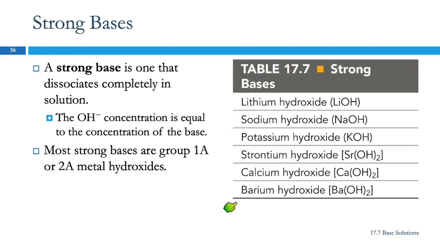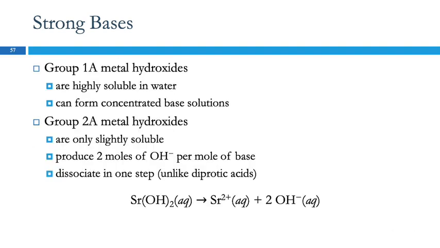Here's a table of some strong bases. Most strong bases are either going to be group 1A or group 2A metals with hydroxide. The group 1A metal hydroxides are nice because those metal ions are highly soluble, and so you can get concentrated base solutions. The group 2A metal hydroxides, like strontium and calcium, are only slightly soluble, but they do produce 2 moles of hydroxide ion for each mole of base.